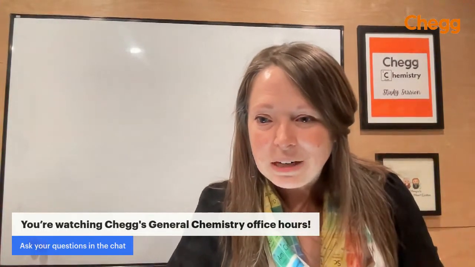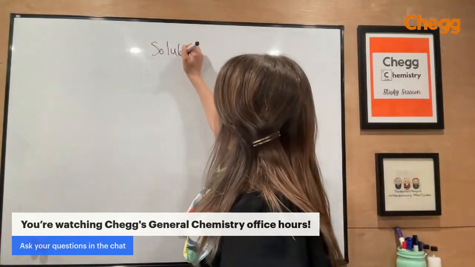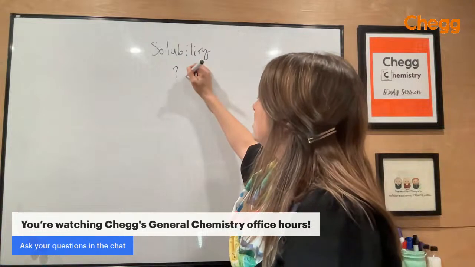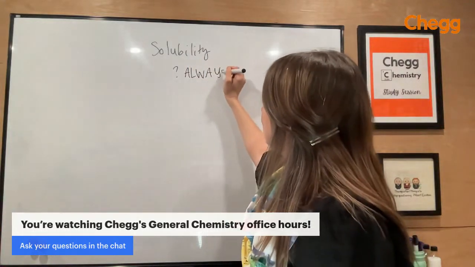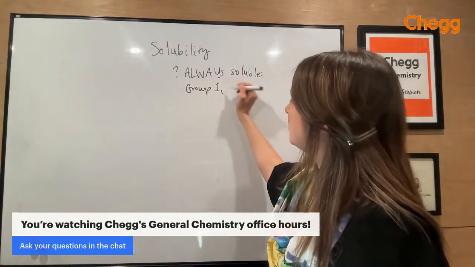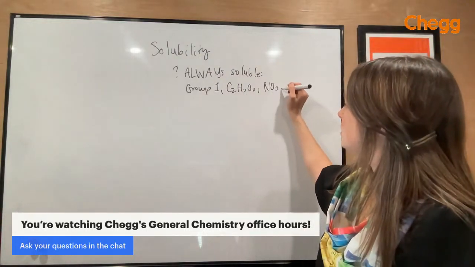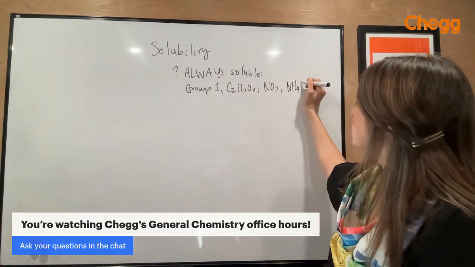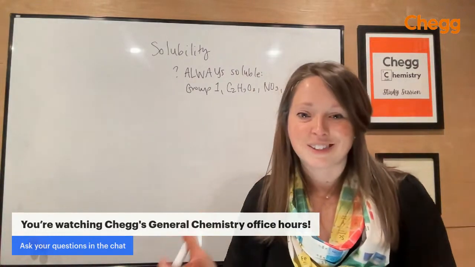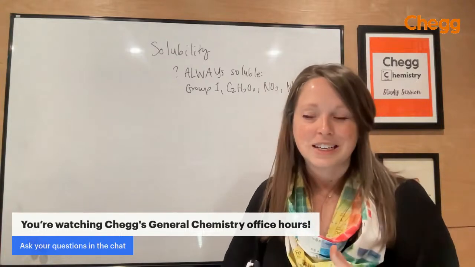All right, solubility rules. So I got another question. Can you go over solubility? With solubility, I think the easiest thing to do is to remember what is always soluble. So what is always soluble? Group 1, acetates, so C2H3O2, nitrates, and ammonium. For the most part, if you can just remember those 4 things, you can typically cross out whatever that aqueous solution is going to be and easily identify the precipitate.